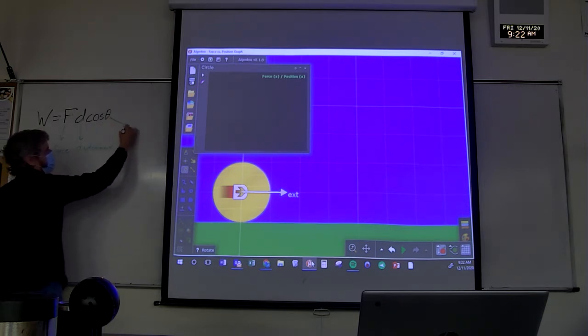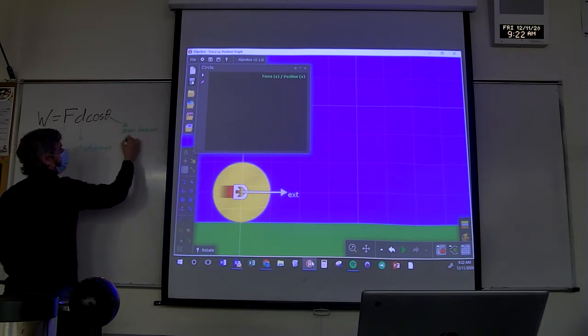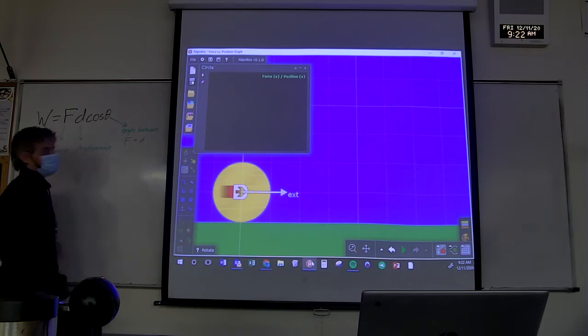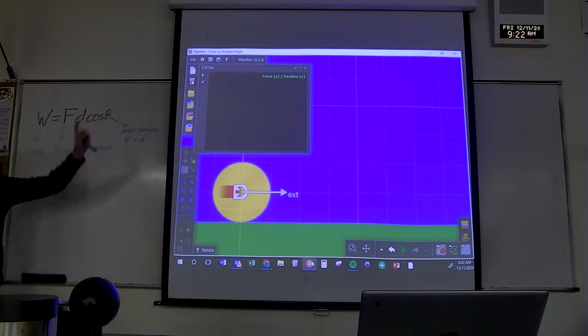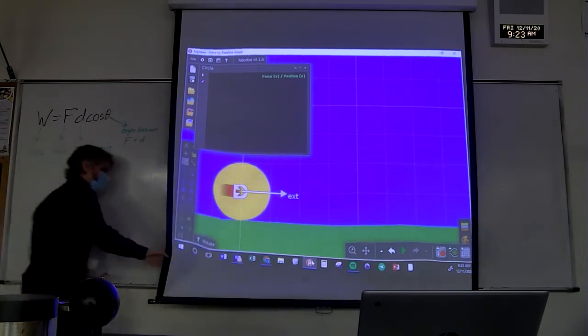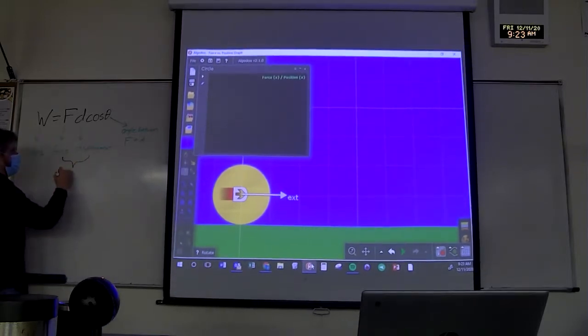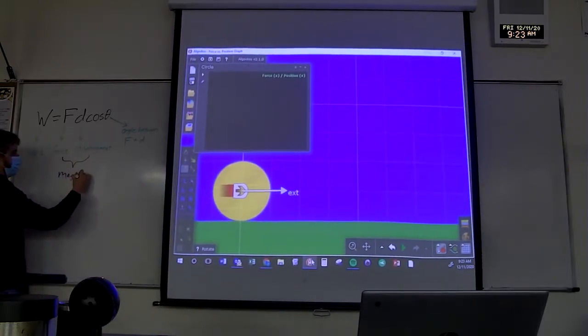Theta is the angle between the force and the displacement vectors. So the cosine of the angle is what takes care of your vector stuff. So you don't have to worry about the vectors when you're dealing with this F and D. So when you're dealing with those guys, remember to just use the magnitudes.